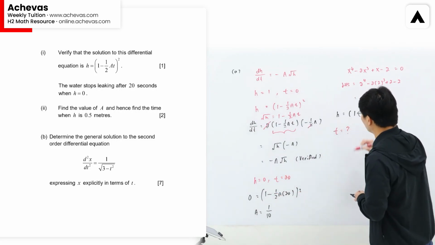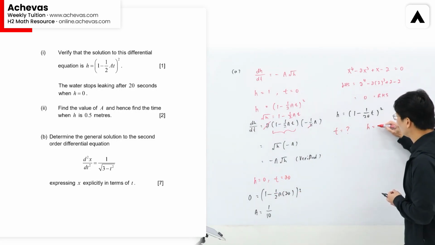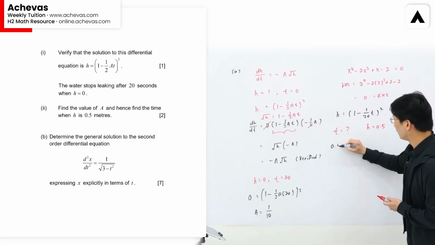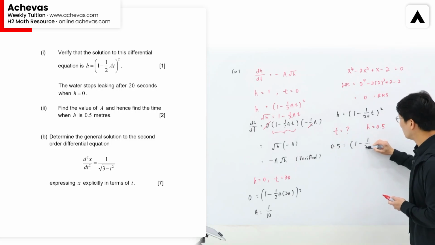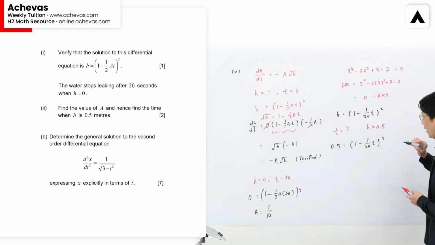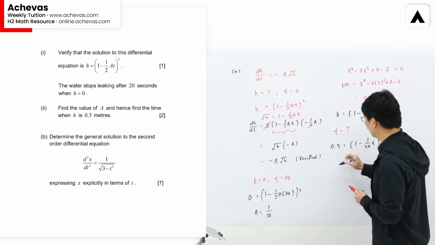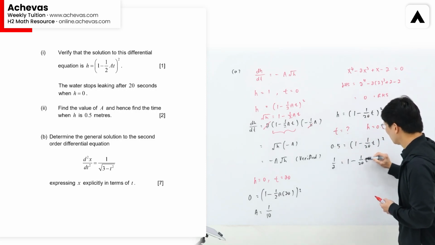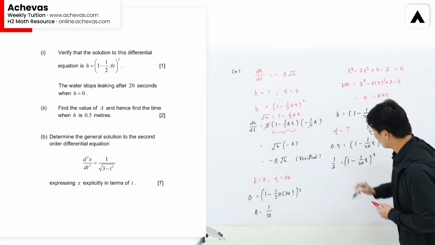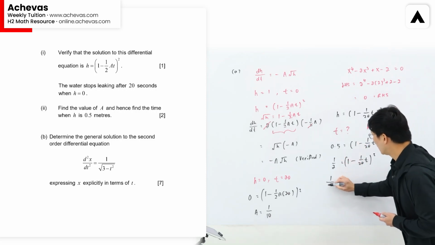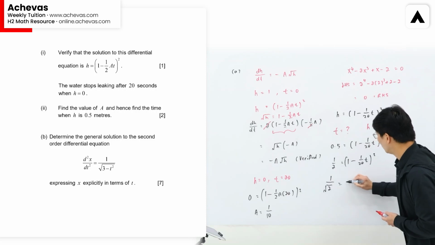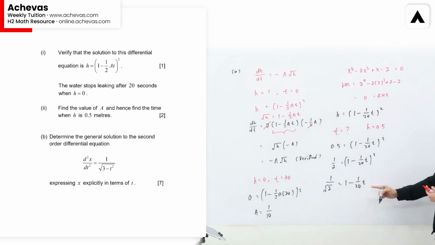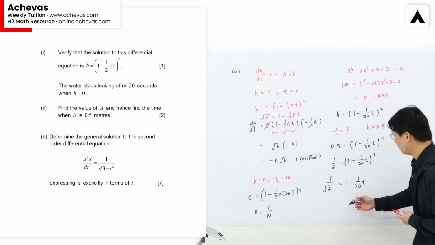So time equal to, this is what we need to find, when H equal to 0.5. I'll just simply sub in this value here: 0.5 equal to 1 minus 1 over 20t squared. Maybe I'll just rewrite this into a fraction, so it's just like half, 1 minus 1 over 20 t squared. Right, square root over to the left hand side, 1 over square root 2 equal to 1 minus 1 over 20. Right, we'll just try to make t in terms of the rest of the values.